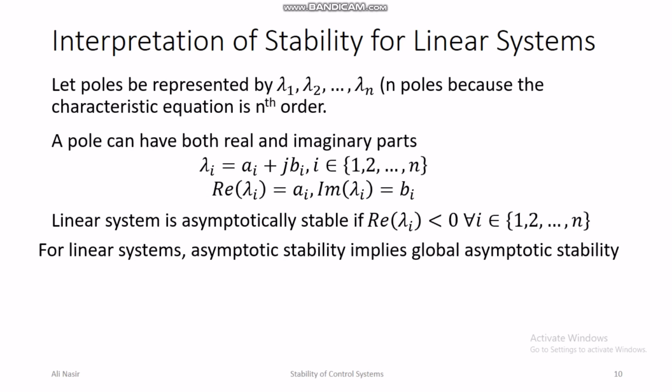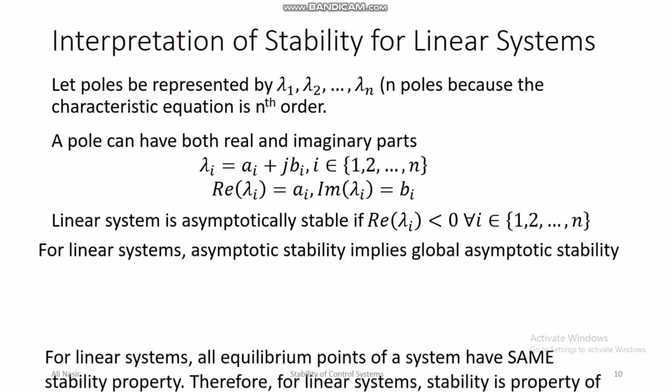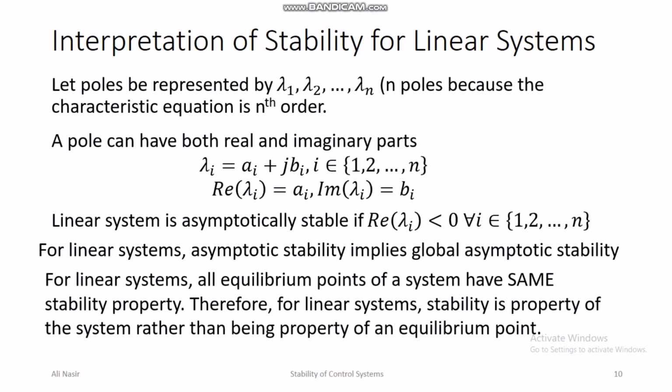A nonlinear system could have a finite region of attraction, but for linear systems, if there is a region of attraction, it is always infinite. So this is a simplification for linear systems. For linear systems, another thing is that all equilibrium points of a linear system have the same stability property.